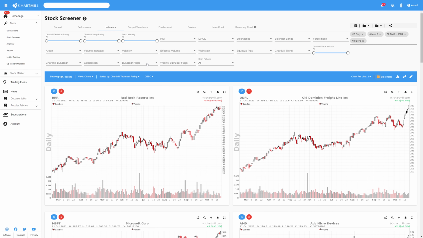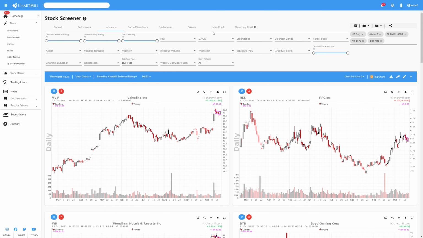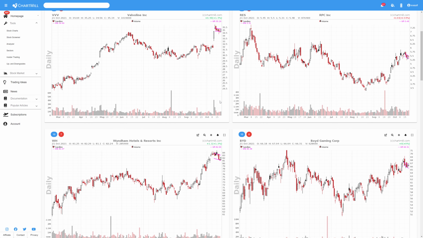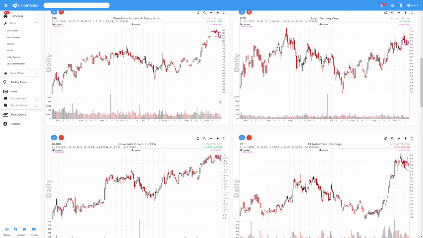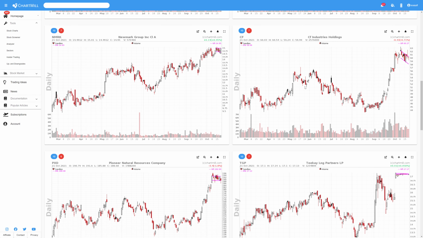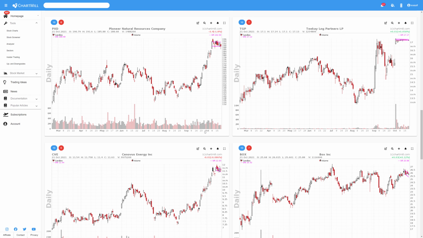Now, ChartMill lets you screen for bull or bear flag patterns on a daily or weekly basis, so you don't have to waste time manually searching for setups. Select the best low risk setups from the list provided by ChartMill, based on the points explained in this video, and make sure your entry, stop loss and position management are on point.